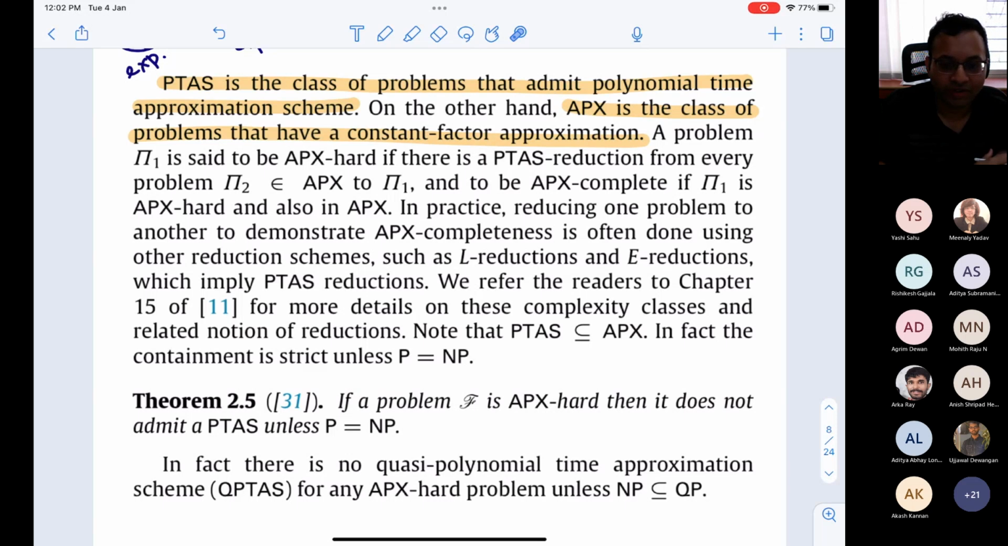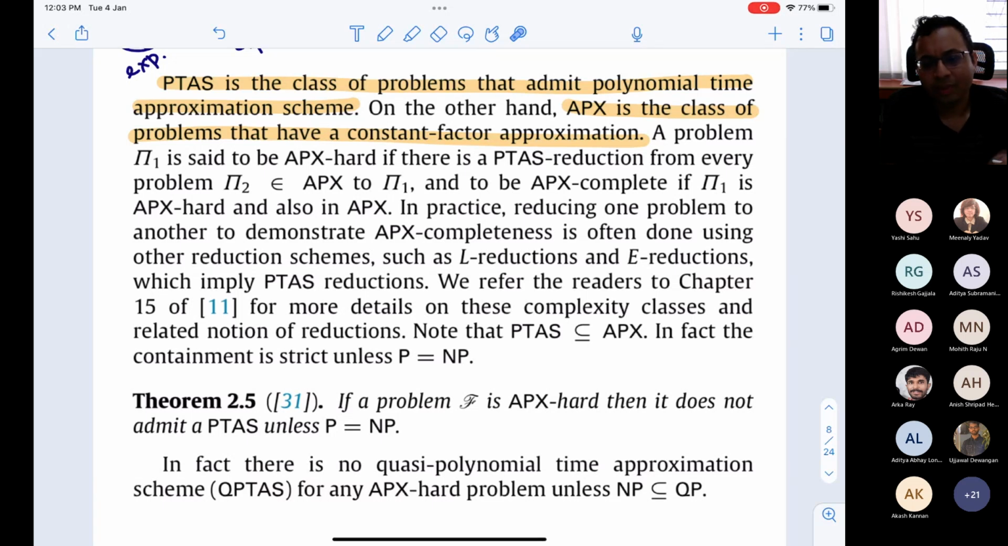and APX is the class of problems which have a constant factor approximation. So you can think of P and NP kind of classes. Again, we are defining something like those classes in terms of approximation. And as we have NP-hard, that means the problem is as hard as any problem in NP. We have something called APX-hard. That means the problem is as hard as any problem in APX.